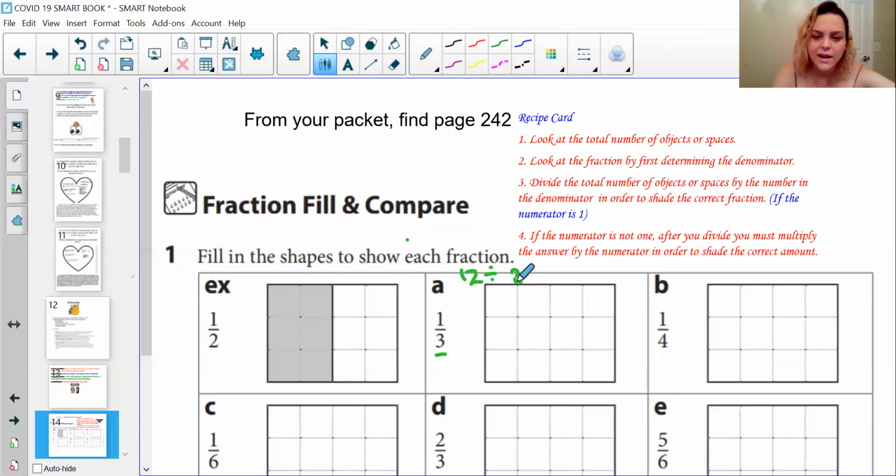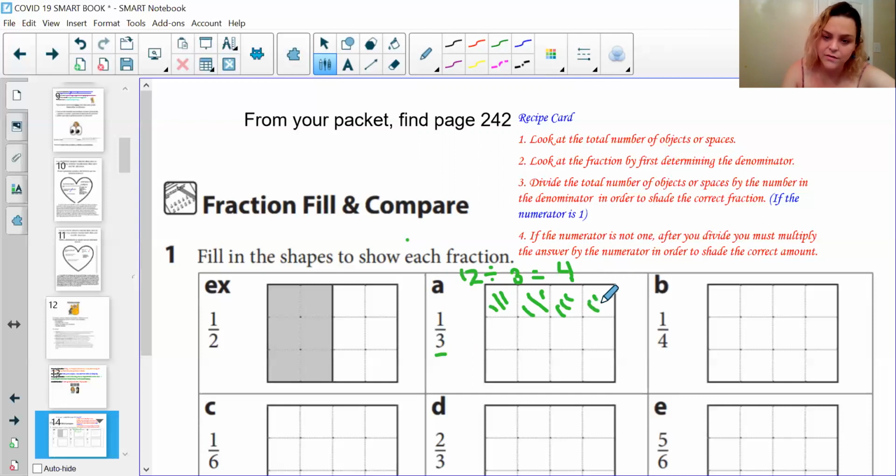So once I divide this, it's going to tell me how many spaces or objects to shade, and that is going to be a representation of the fraction 1/3. So 12 divided by 3. If I don't know my division facts like this already, I could use the relationship between division and multiplication to figure out that I could say, well, 3 times what gives me 12? 3 times 4 gives me 12, so 12 divided by 3 must be 4, which means I'm now going to shade 4 spots, or 4 spaces.